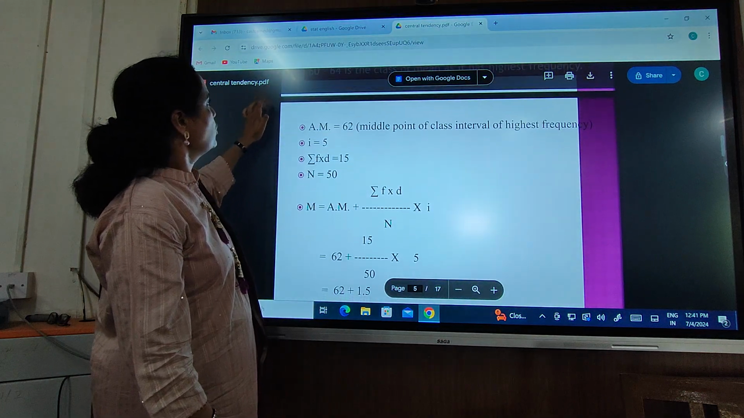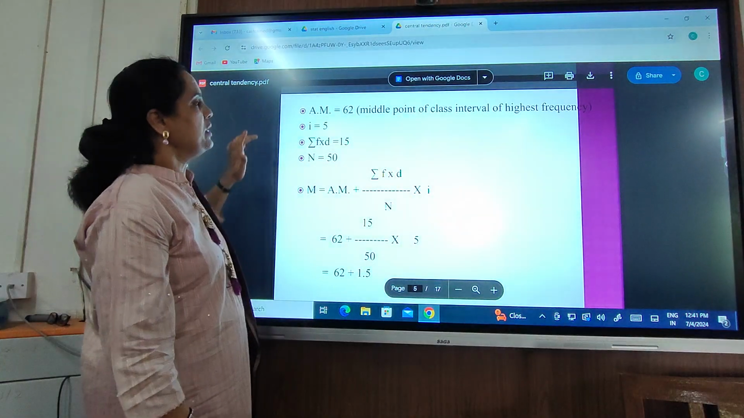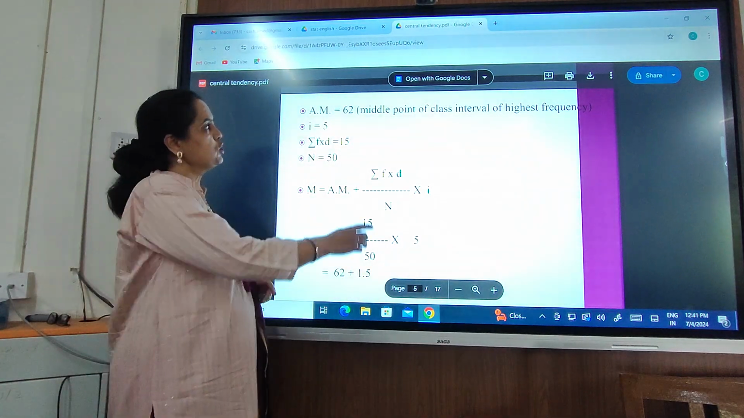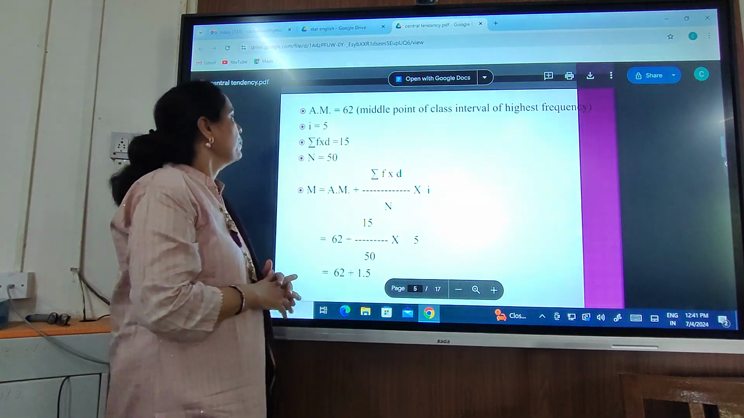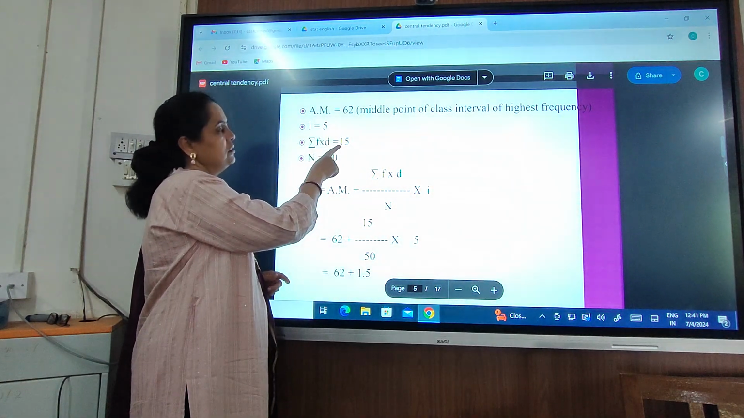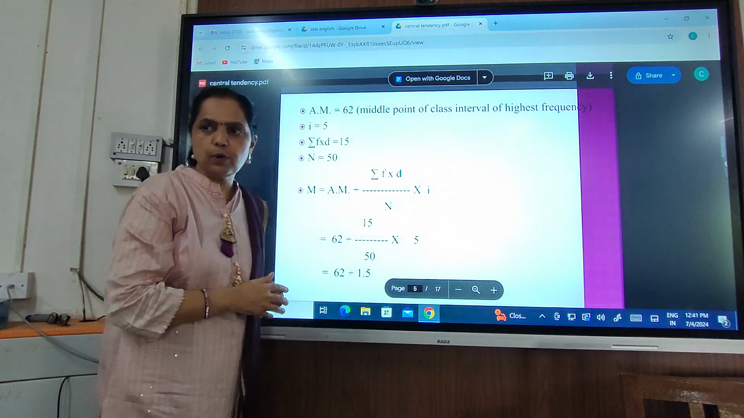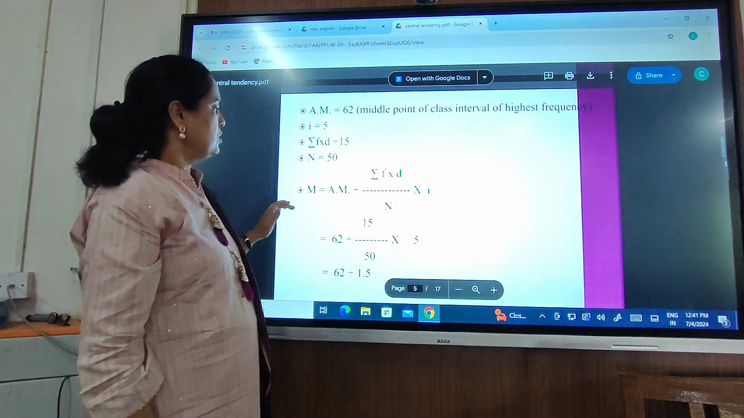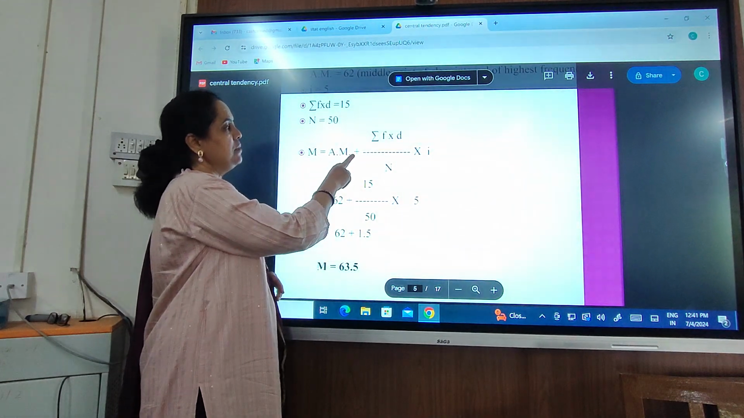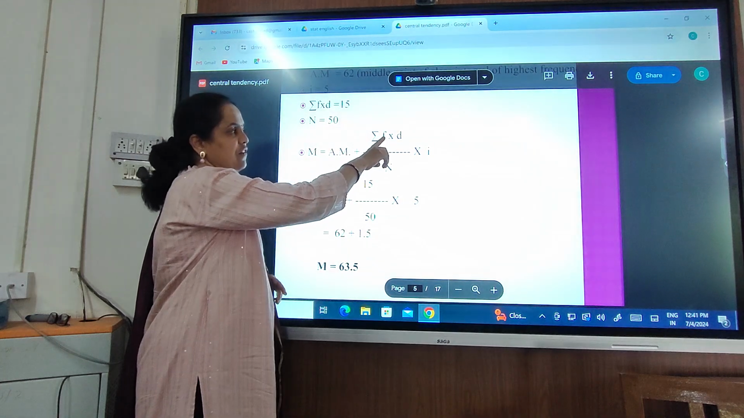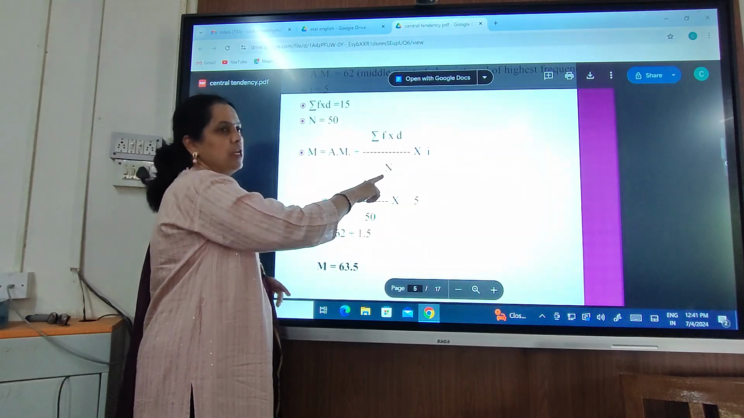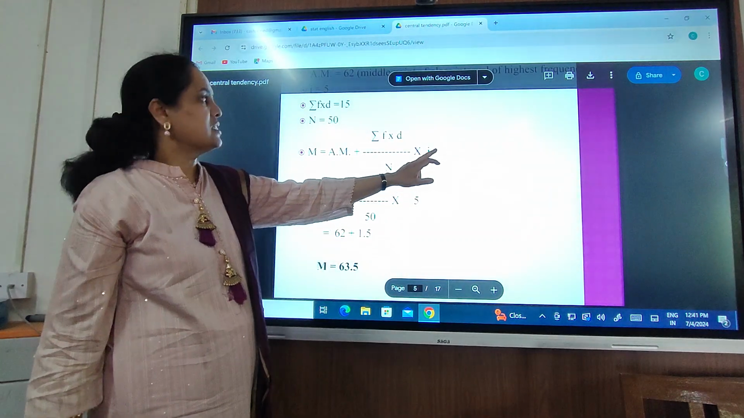As I told you, A is the assumed mean, that is the middle point of the class interval of highest frequency. So the assumed mean is 62, i is 5, summation of frequency and deviation is 15, n is the total number of scores and it is 50. The formula is mean is equal to assumed mean plus summation of frequency into deviation, divided by total number of scores, into class interval.